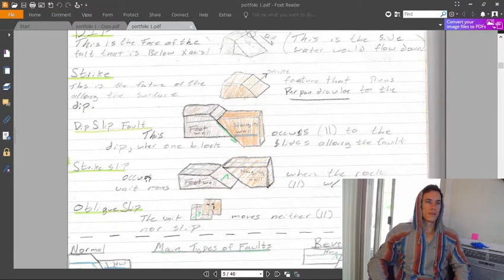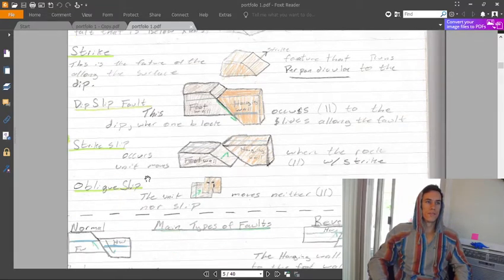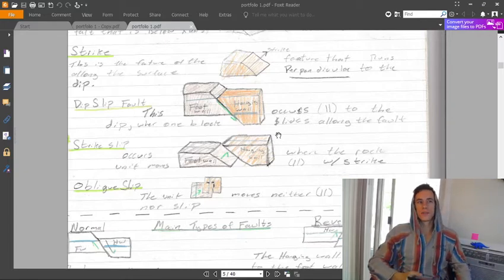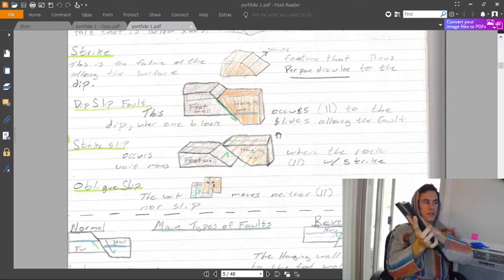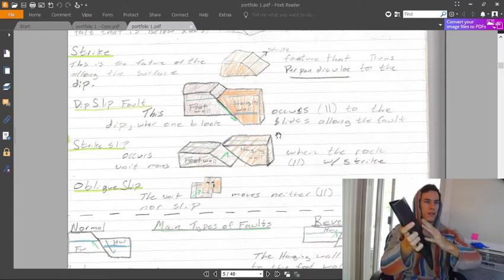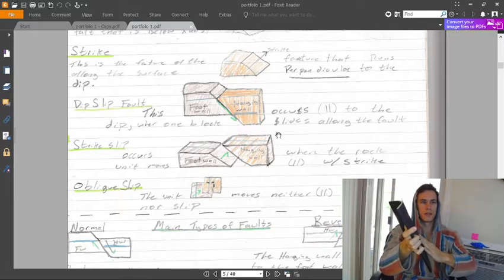Dip slip fault. This occurs parallel to the dip, where one block slides along the fault. That's basically just a normal fault. You've got two rocks, it gets dipped, it gets shifted up, and then one rock slides down. If it goes down, it's a normal fault.